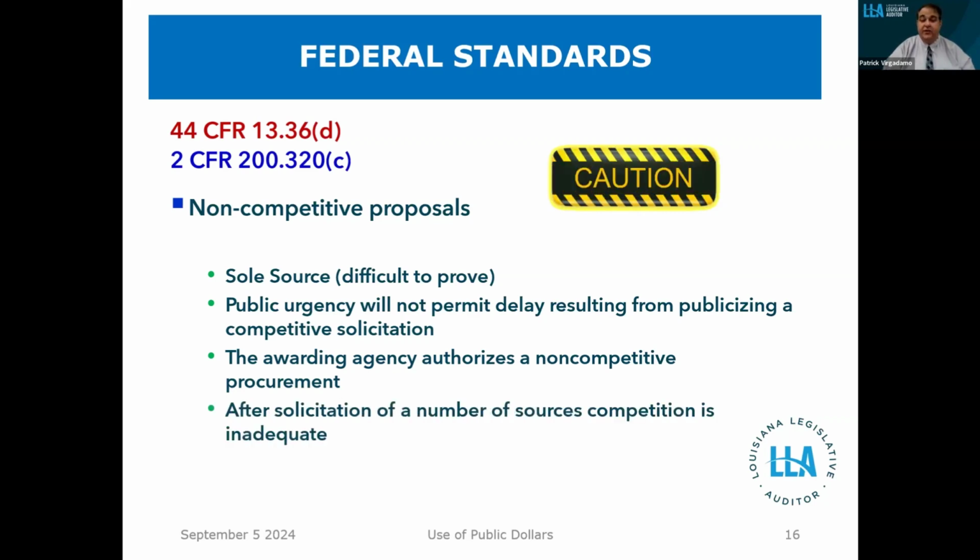After solicitation of a number of sources, competition is adequate. Essentially, the federal government says if you go through the process, you advertise again, and you still only get, say, one person responsive to your construction contract, then you're documenting and showing, well, we tried to solicit, we weren't able to get them, and so we're able to now utilize the one response we got. And so that essentially says if you try and document that you did everything you were supposed to do to solicit competition, but just could not get it, there is an exception under the federal rules for that.